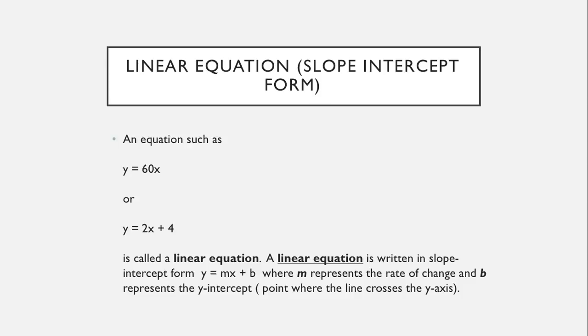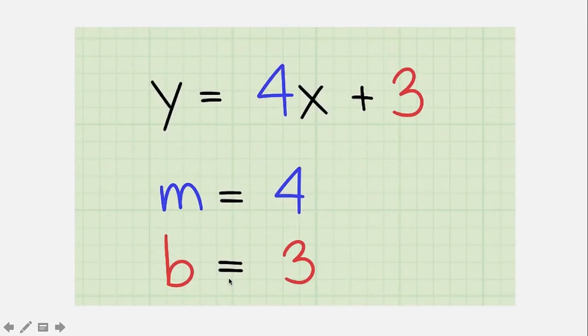Linear equation, slope-intercept form. Whenever we represent a linear relationship in an equation, such as y equals 60x or y equals 2x plus 4, we call those linear equations. Linear equations are written in slope-intercept form, y equals mx plus b.